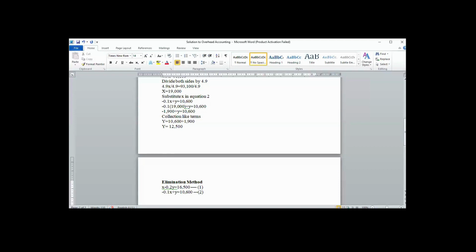For us to kill x, you determine the coefficient of x in the two equations. What is the coefficient of x in equation 1? 1. What is the coefficient of x in equation 2? Minus 0.1. Now, to kill the two of them, the coefficient of x in equation 2 will be used to multiply equation 1, while the coefficient in equation 1 will be used to multiply equation 2.